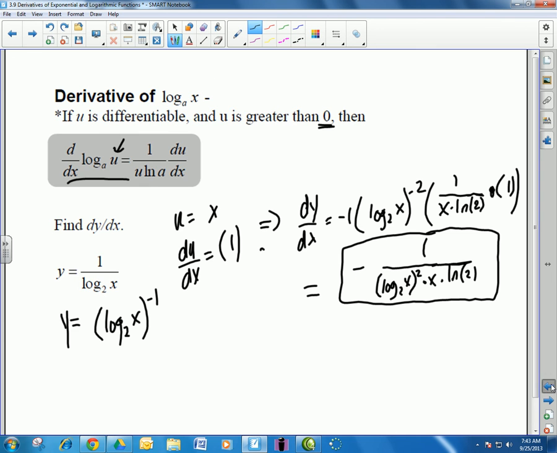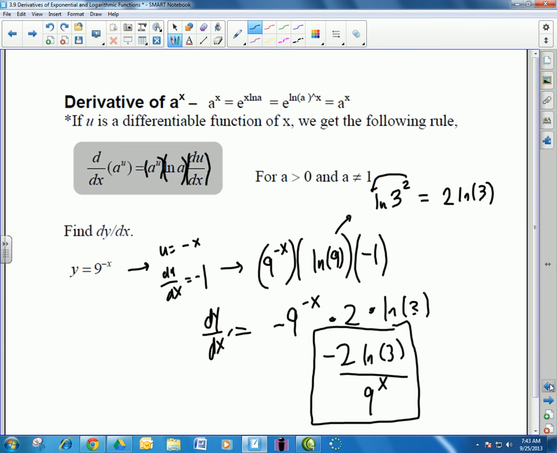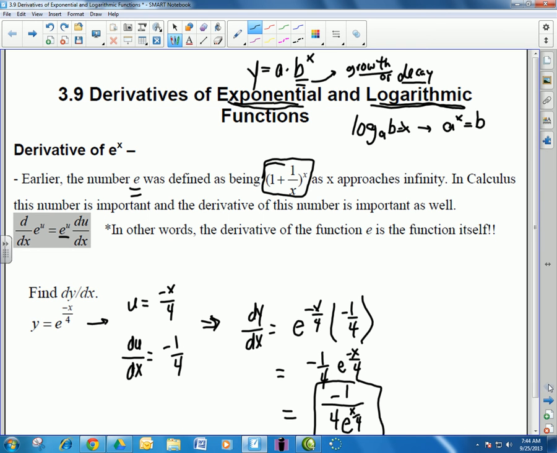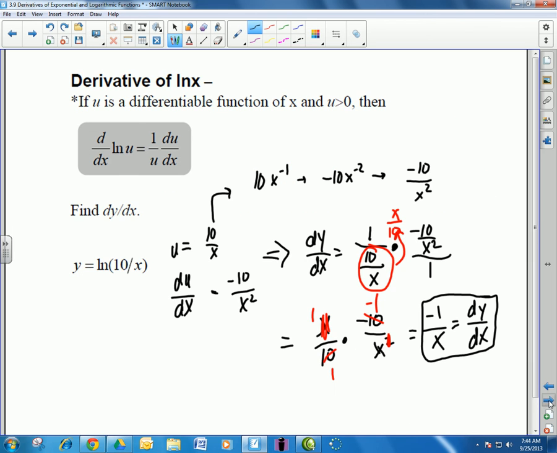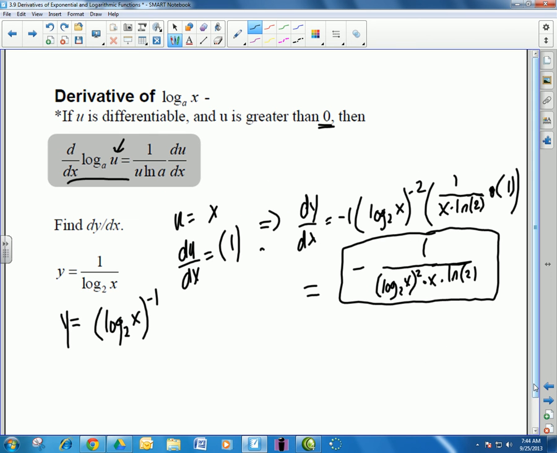But we have the derivative of log, the derivative of natural log, the derivative of an exponential or a to the x function, and then e. So again, they're not that difficult, but you do need to memorize them and to know them for your quizzes, tests, exams, all that stuff.